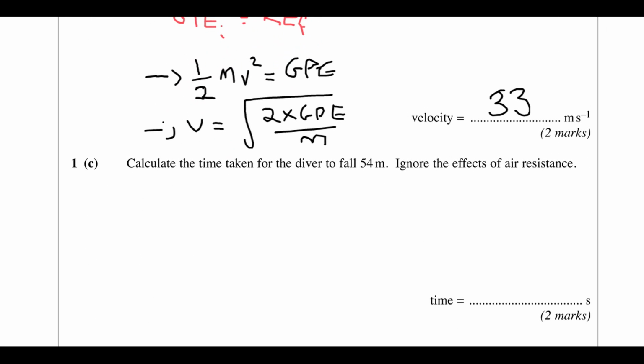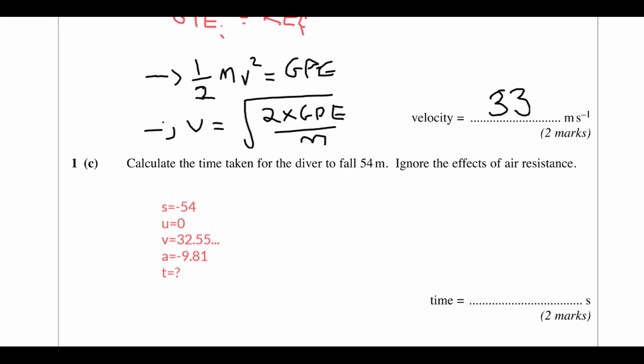Okay, so calculate the time taken for the diver to fall 54 meters. So let's write out our motion section. Displacement is minus 54. The initial velocity is 0. Final velocity is 32.55. Acceleration is minus 9.81 because it's accelerating downwards, and the t is what we're trying to find.